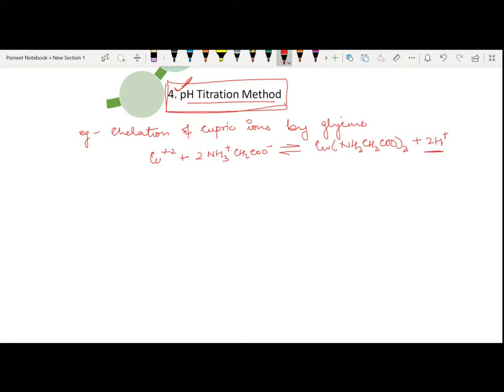Since two protons are formed in the reaction, the addition of glycine to a solution containing cupric ions should result in a decrease in pH. As soon as we add glycine to the cupric ion solution, this complex is getting generated, and two protons are getting generated. Generation of these two protons decreases the pH.